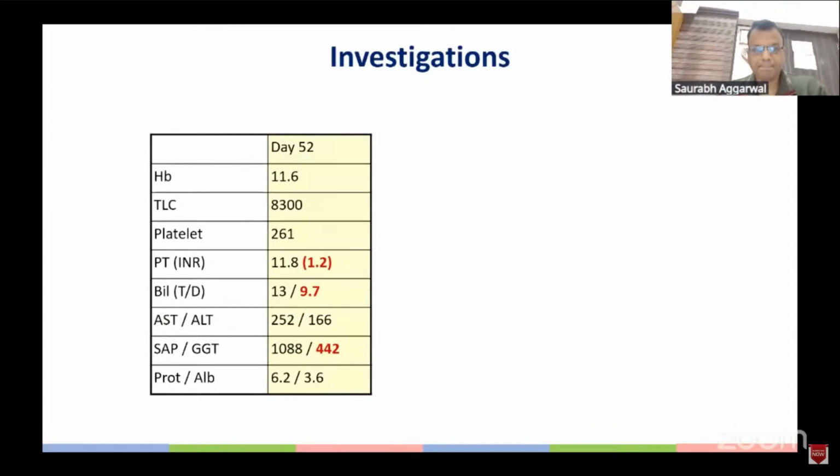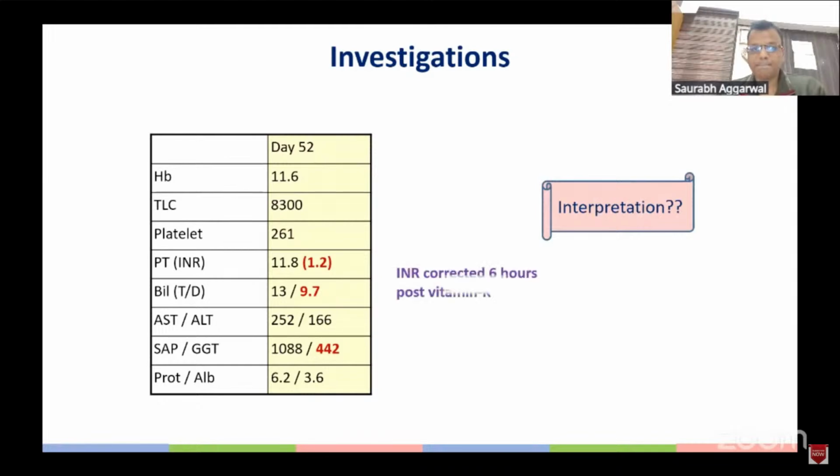We showed a total bilirubin of 13 and a direct fraction of 9.7. His INR was initially 1.8. After giving a dose of vitamin K, it came down to 1.2.